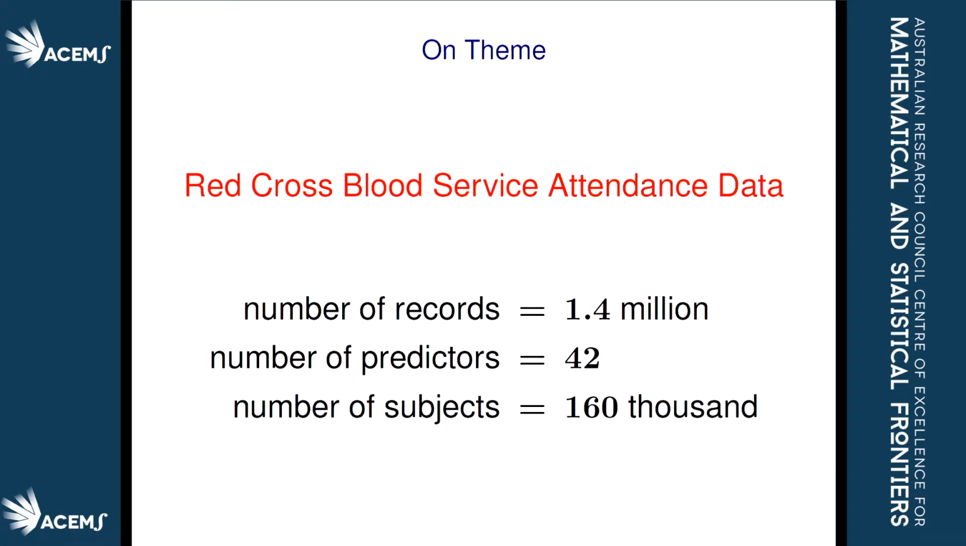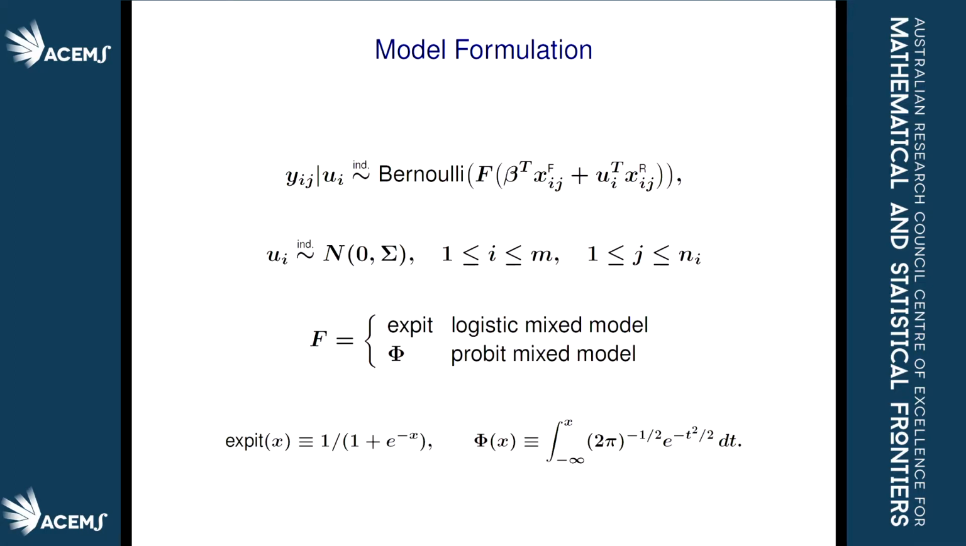The theme, of course, is massive data sets, and we do have a massive data set from the Red Cross Blood Service, 1.4 million records, 160,000 subjects. And if you want to find out more about that, talk to James during the coffee break. He'll tell you how it's going.